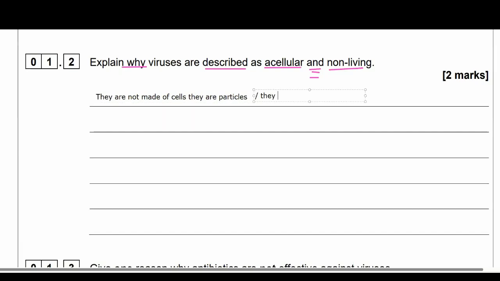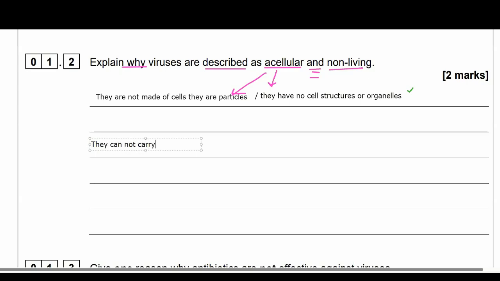A virus won't contain a mitochondria. It doesn't have cytoplasm. It doesn't have a cell wall. It doesn't have a cell membrane. Something that all cells contain would be a cell membrane or cytoplasm. So that would be a good thing to put. They do not have those. Not all cells have mitochondria, so you probably shouldn't put that.